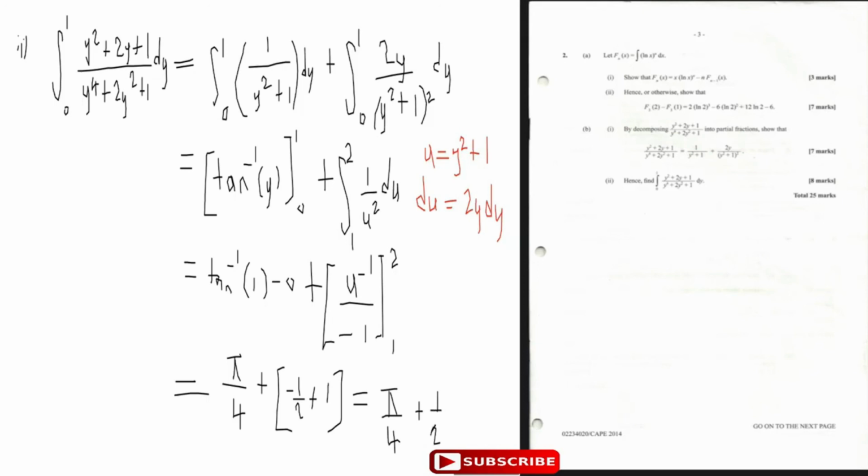Just to be safe, let's check it. Plug in 2 again, 2 to the minus 1 over minus 1. Minus 1 to the minus 1 is 1 divided by minus 1. Yes, it's a half, so this is right.